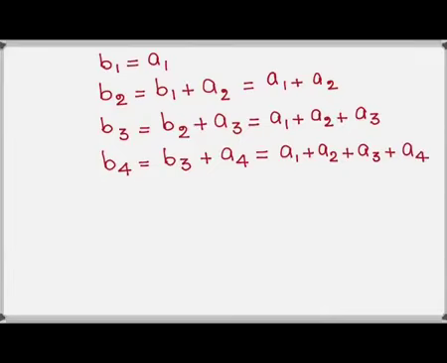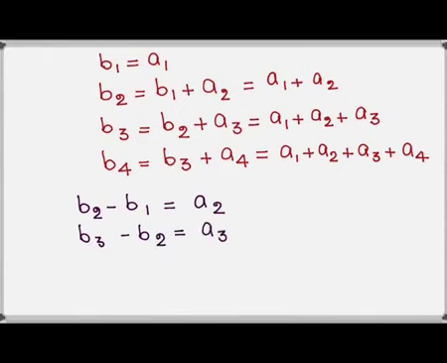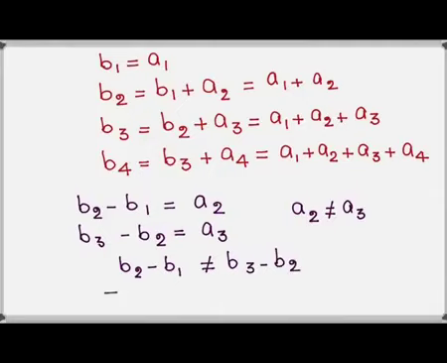Note that from here we get b2 minus b1 is equal to a2 and b3 minus b2 is equal to a3. We are given that ai's are all distinct, so a2 is not equal to a3. That means b2 minus b1 is not equal to b3 minus b2.